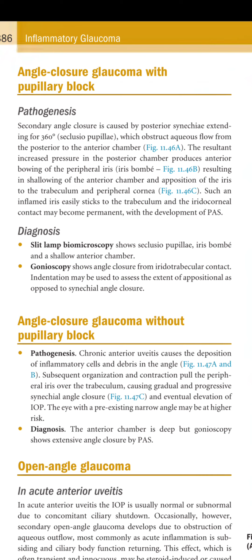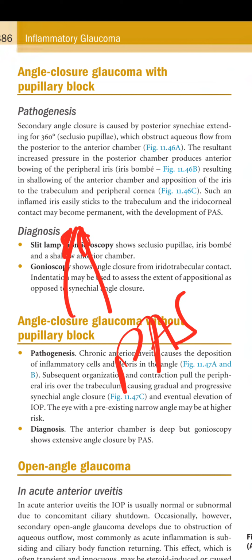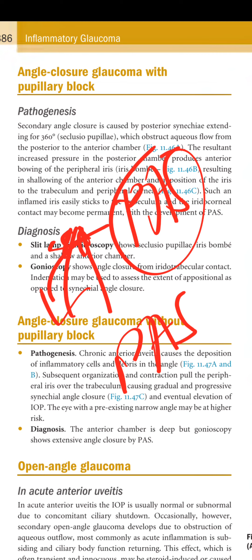Pathogenesis: chronic anterior uveitis causes the deposition of inflammatory cells and debris in the angle. Subsequent organization and contraction pull the peripheral iris over the trabeculum, causing gradual and progressive synechial angle closure and eventual elevation of the IOP. The eye with a pre-existing narrow angle may be at high risk. The anterior chamber is deep, but gonioscopy shows extensive angle closure by peripheral anterior synechiae. So basically, in this case, there will be peripheral anterior synechiae, because when there is a lot of inflammation going on at the angle and there is an adhesion and peripheral anterior synechiae formation, there will be angle closure, but the pupil will still be normal.